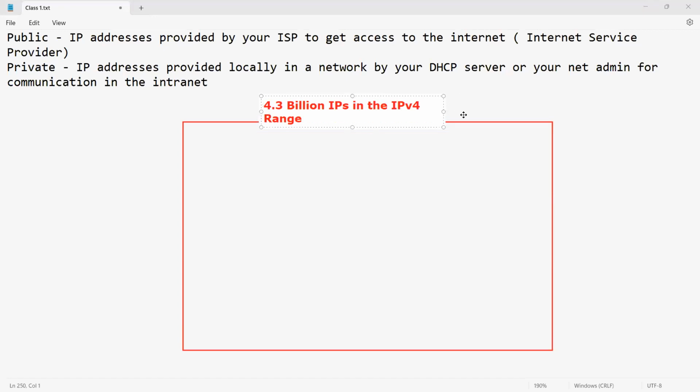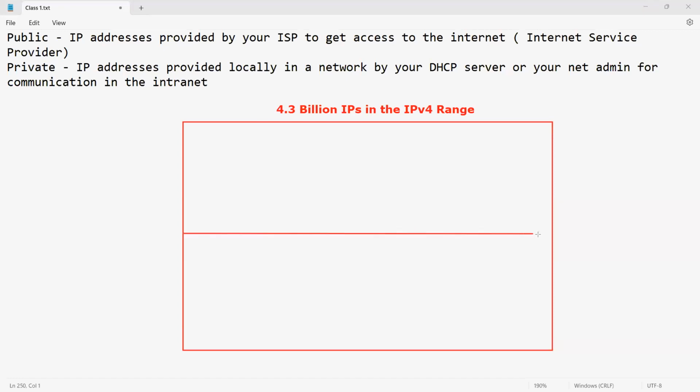These 4.3 billion IPs are first divided into 5 columns called classes. So there are 5 smaller boxes here: Class A, Class B, Class C, Class D, and Class E. Each of these is known as a class.